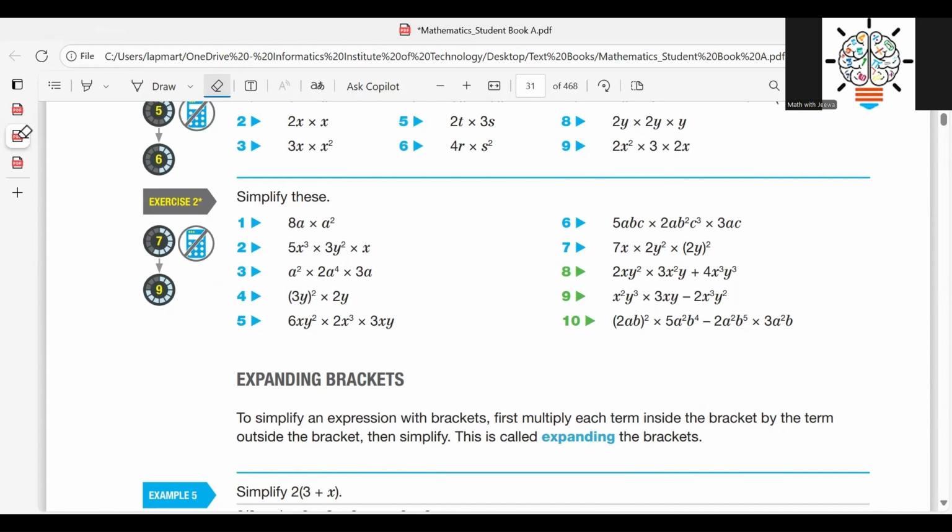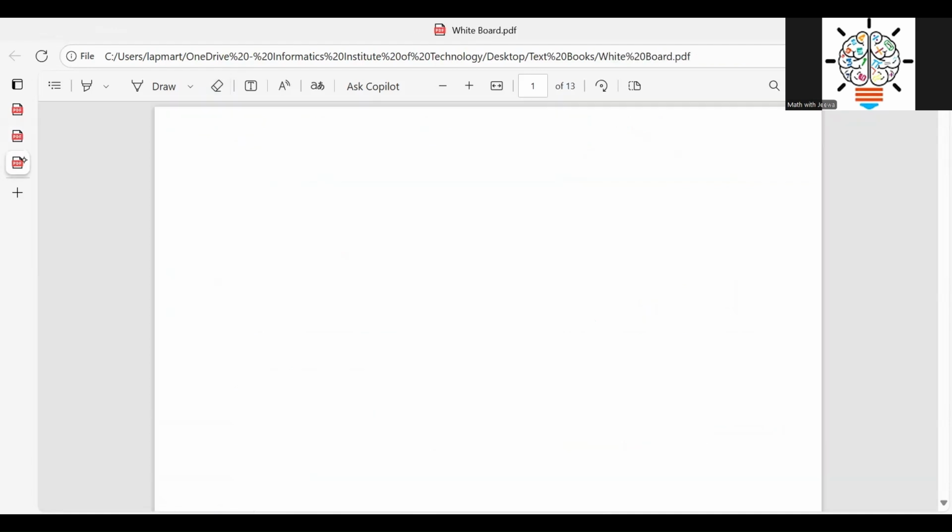We are done with the exercise 1 star and I'm moving to exercise 2 star, right? So then everyone please take your exercise book and take your pink pen and we'll mark the answers. So this is exercise 2 star, right?